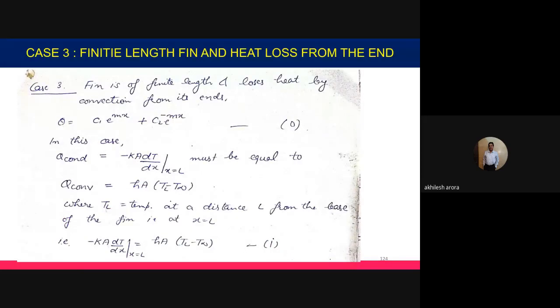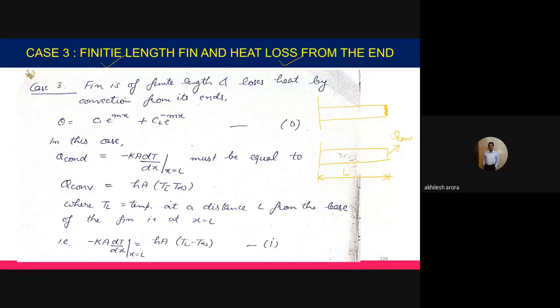There can be different types of boundary conditions. Now this is a practical case. What we are considering here is a fin of finite length with heat loss from the end. In the previous case we considered that the end of the fin was insulated. Now in this particular case the end of the fin is not insulated, and heat loss is also taking place because of convection from the end, and the fin is of finite length L.